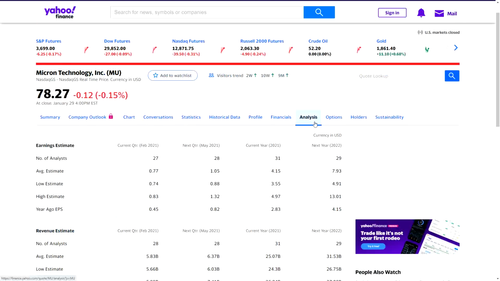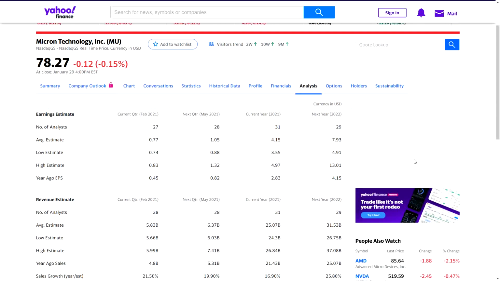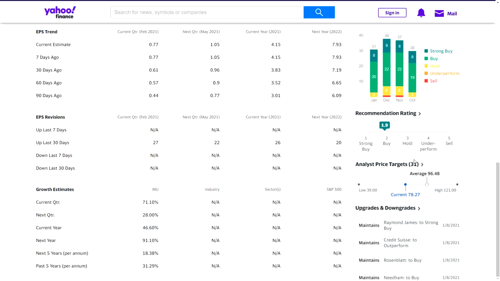The growth number, I'm going here, the analysis tab, okay? And I'm scrolling all the way down, and I have this number, the next 5 years per annum, 18.38%. So they're projecting to grow, which is pretty good for an $80 billion company. They're still projecting growth of 18% a year, which is pretty awesome. If you look at the analysts, they have a price between 39 to 121. That's not bad, currently at 78. But I need this number only. Next 5 years, 18.38, and the 2.65, that's what I'm going to put in the Excel.